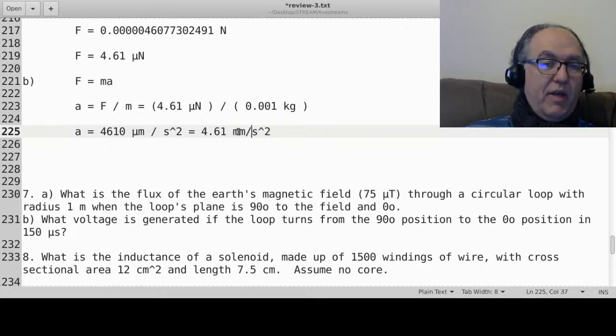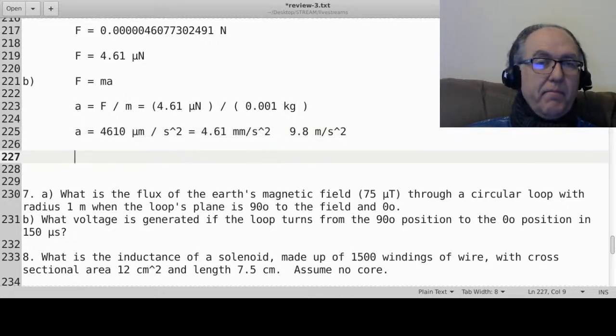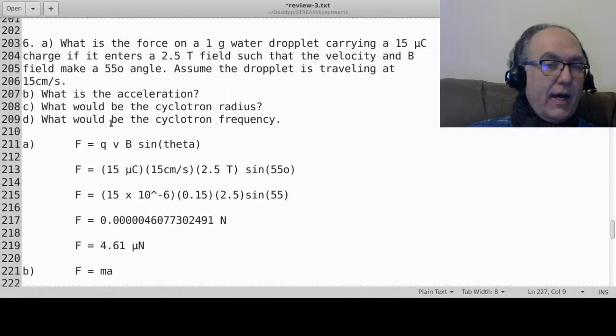Compared to gravity, which is like 9.8 meters per second squared, this is 4.61 millimeters per second squared, so it's very tiny. All right, great. Let's go on.